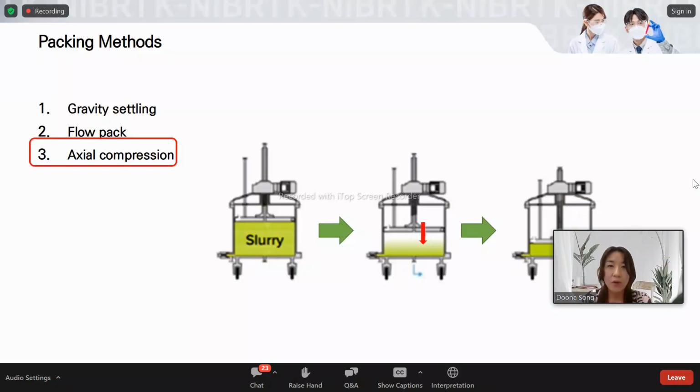So now we've discussed the main packing methods very simply, but it is important to note that actually packing a column involves many considerations and precautions. There are numerous factors to take into account and specific equipment to handle carefully. So this makes column packing a somewhat complex and challenging task.